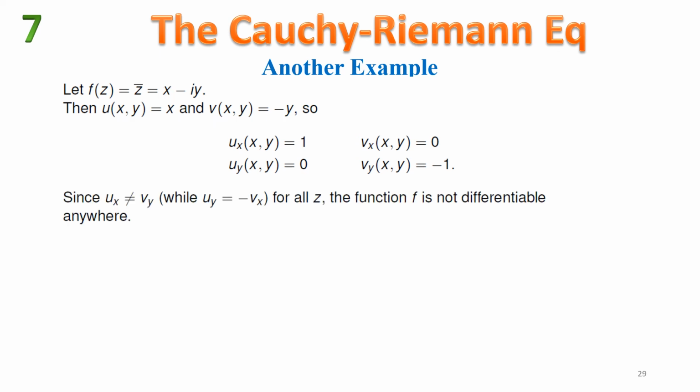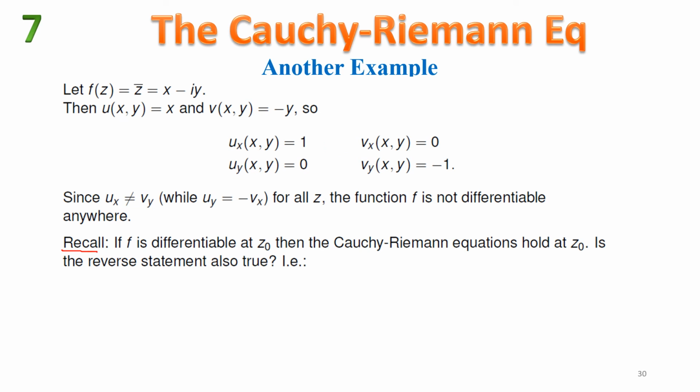By the Cauchy-Riemann condition, we anticipate that these two quantities should be equal, which they are not. While these quantities uy and vx should be opposite, but they are 0. So here ux is not equal to vy, while uy is equal to minus vx. For all z, the function is not differentiable anywhere. Now I am recalling what we have done. If function f is differentiable at z0, then the Cauchy-Riemann equations hold at z0.